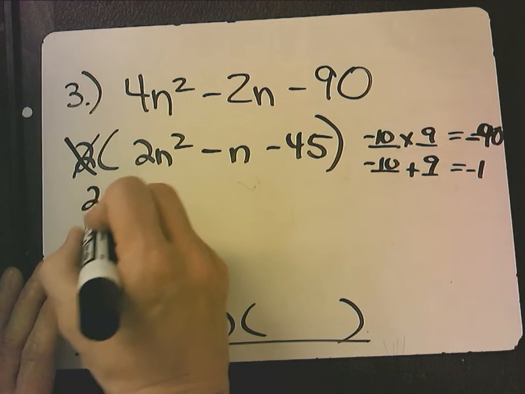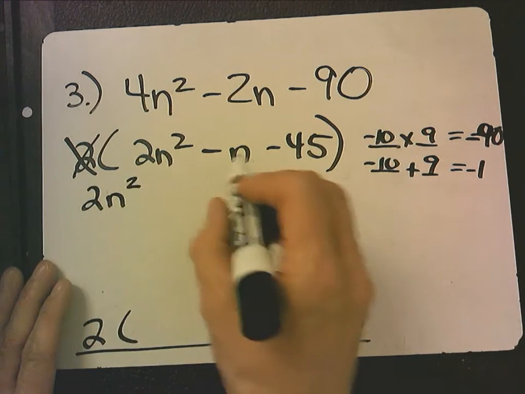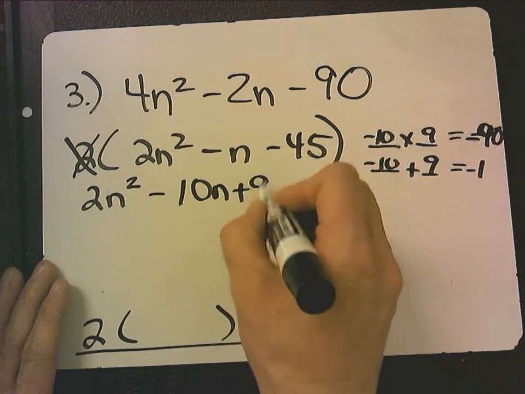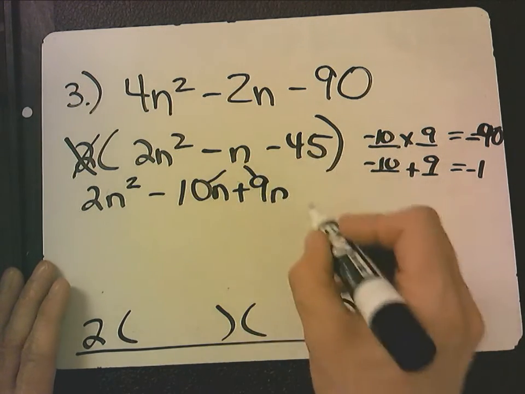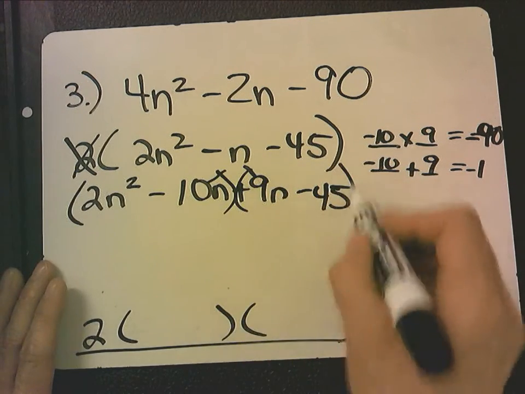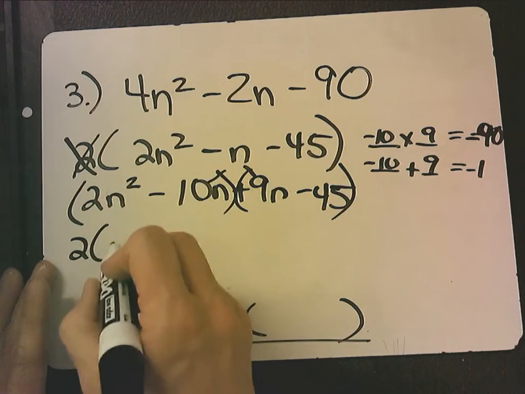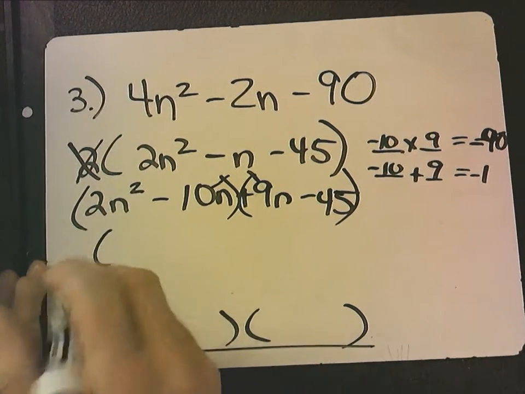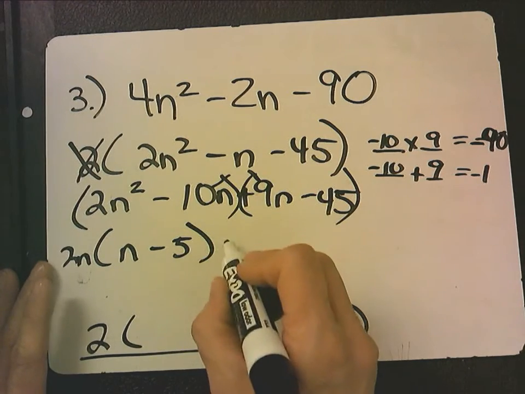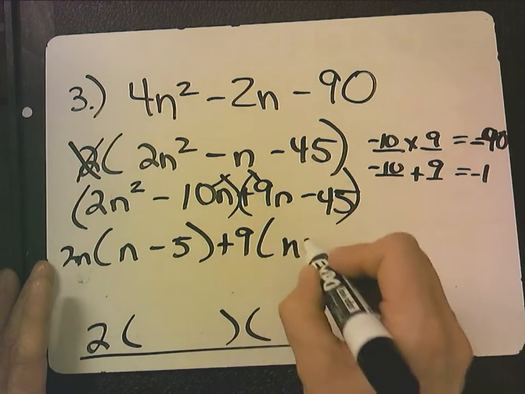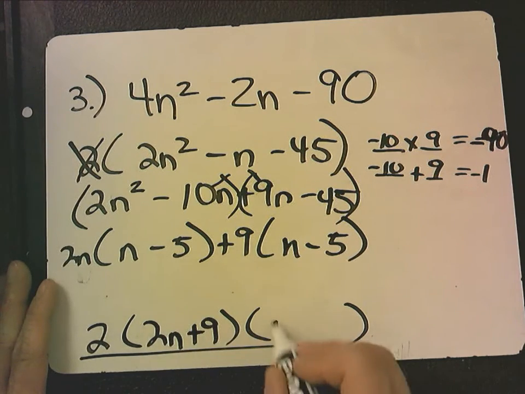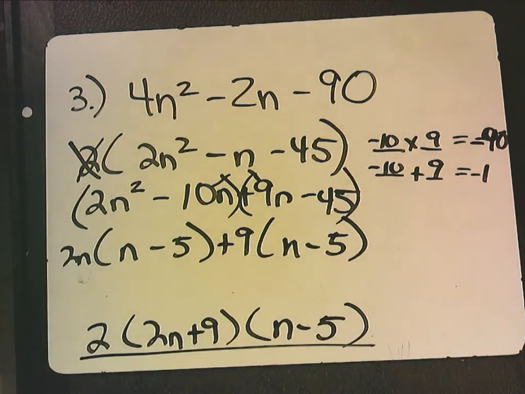So I'm going to rewrite this as 2n squared. Instead of putting minus n, I'm going to put negative 10n plus 9n, which adds up to negative n, minus 45. Now, I factor by grouping. Take out a 2n, and I get n minus 5. And I take out a 9, and I get n minus 5. And this ends up being 2n plus 9 times n minus 5.